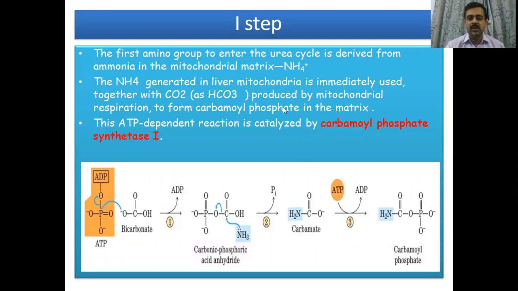In the first step, the amino group entering the urea cycle is derived from ammonia in the mitochondrial matrix, NH4+. The NH4+ generated in the mitochondria of the liver is immediately used together with CO2, as HCO3-, produced by mitochondrial respiration, to form carbamoyl phosphate in the matrix. This ATP-dependent reaction is catalyzed by carbamoyl phosphate synthetase 1. See this: ATP reacts with bicarbonate, ADP is released, and carbonic phosphoric acid anhydride is generated. That is converted into carbamate, and this carbamate utilizes another ATP molecule to form carbamoyl phosphate. So this is the first step in the urea cycle.